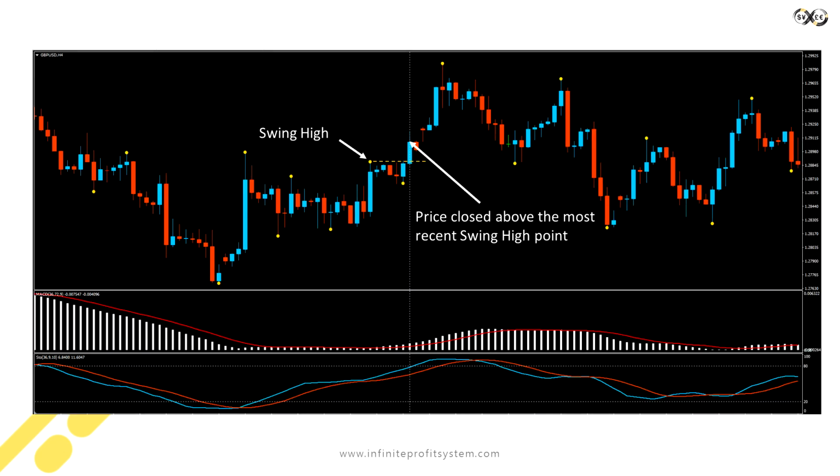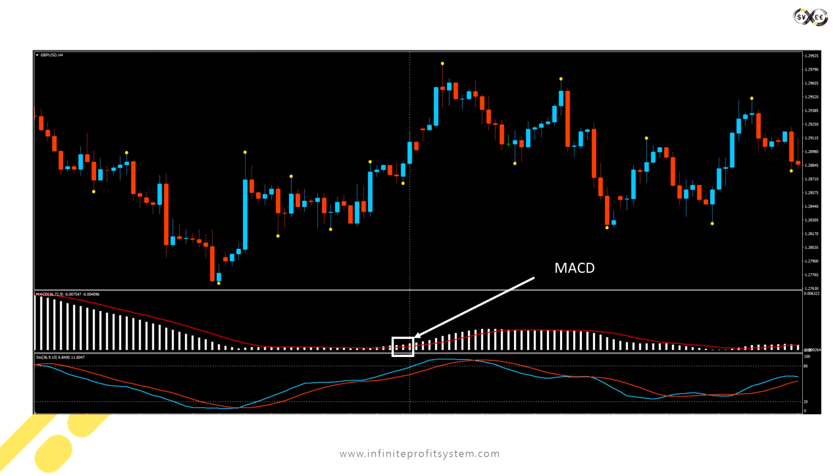This trade was taken on the pound USD pair 4-hour time frame. I was observing the price and waiting for it to cross and close above the most recent swing high point. After that happened, I checked the MACD to see if the histogram was above the signal line for at least 3 previous candles. That condition was met. Therefore, I checked the stochastic indicator to see if the blue line was above the red line for at least 1 candle. That was also the case, so I entered the buy trade at the close of that candle.